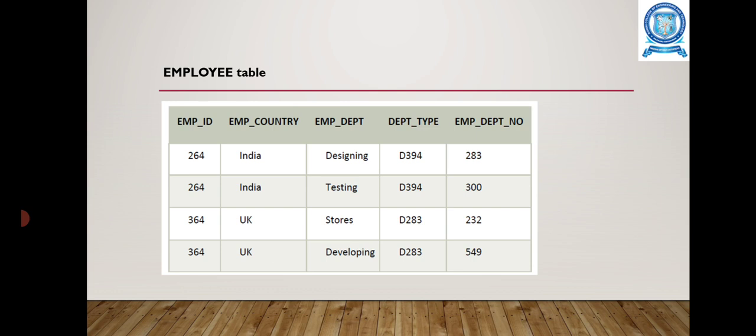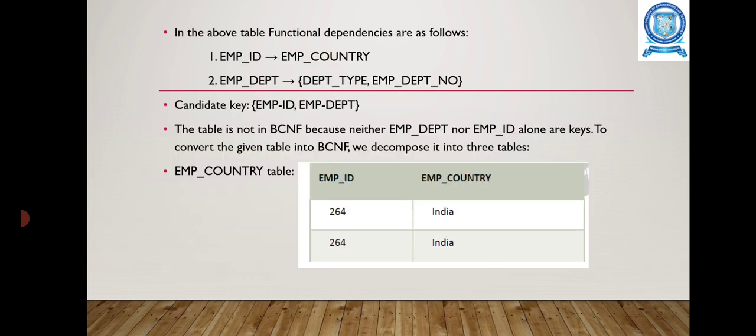So this is the major problem in this table, because this table is not in the Boyce-Codd normal form. So we have to convert it into another format. In the above table, the functional dependencies are: employee country depends on the employee ID, as well as department type and employee department number depend on the employee department. So the candidate key becomes employee ID comma employee department. The table is not in the Boyce-Codd normal form.